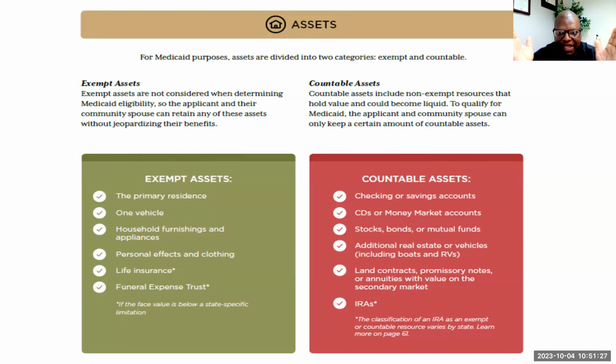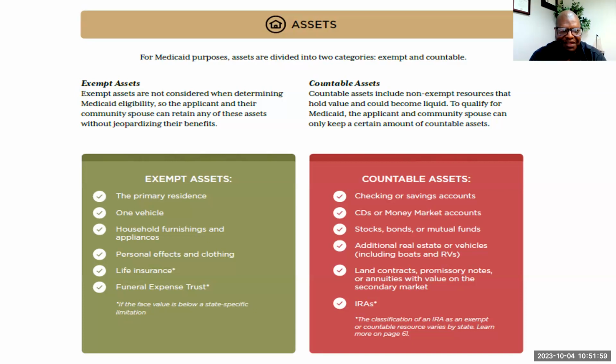So we're going to look at Medicaid purposes. Assets are in two different categories, exempt and countable. So the main assets that are exempt, your primary residence, one vehicle, okay? So we're talking Mike and Carol Brady. When they go in, if Mike is the one that's going on Medicaid, their primary residence will be exempt. Mike's vehicle that's in his name is exempt. The vehicle that would be in Carol's name is not.